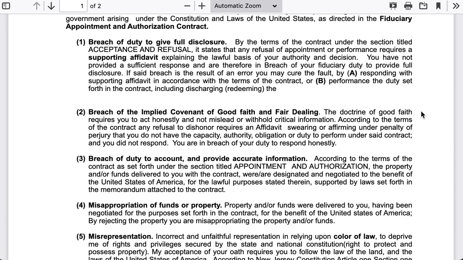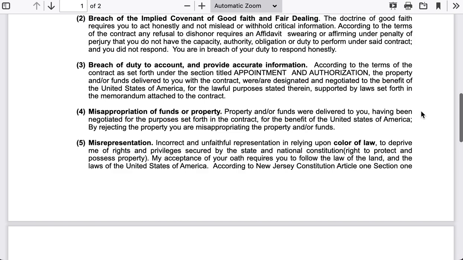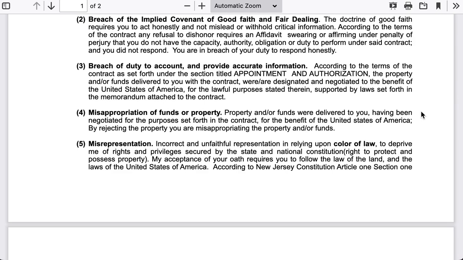Breach of the duty to account and provide accurate information. According to the terms of the contract as set forth under the section titled Appointment and Authorization, the property and/or funds delivered to you with the contract were and are designated and negotiated to the benefit of the United States of America for the lawful purposes stated therein, supported by the laws set forth in the memorandum attached to the contract. Misappropriation of funds or property.